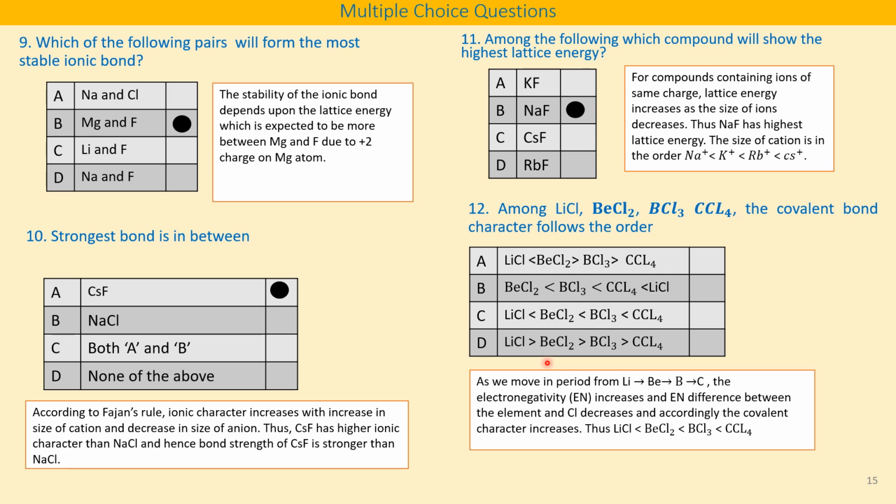As we move across the period from lithium, beryllium, boron and carbon, the electronegativity increases and the electronegativity difference between the element and chlorine decreases, and accordingly the covalent character increases. Thus LiCl is less than BeCl2, which is less than BCl3 and which is further less than CCl4. This option is given as C. Please mark it. C is the correct option.